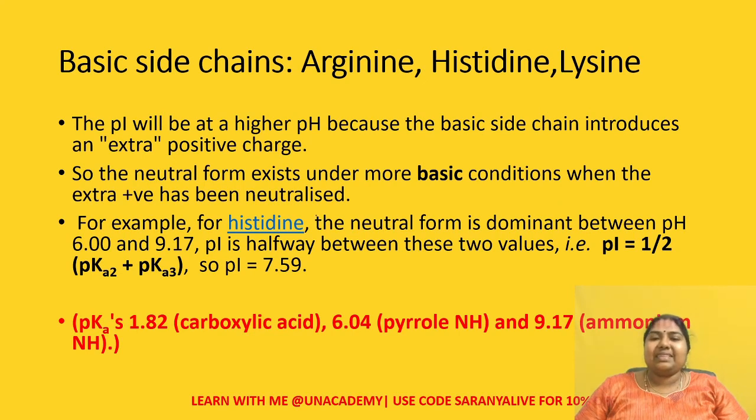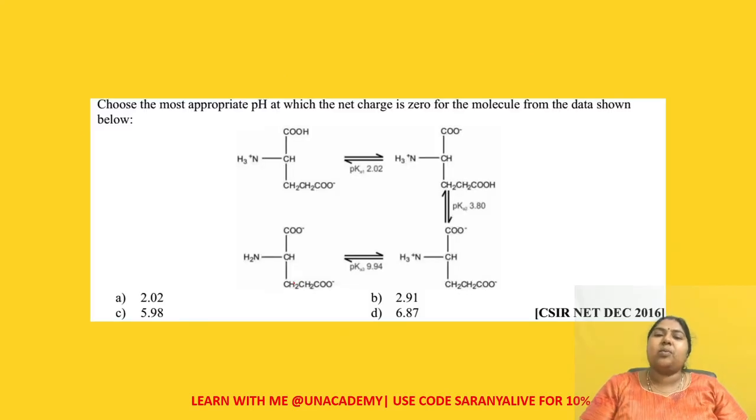Okay, so you take this histidine. If you take the histidine, it is going to have the pH that is between 6 and 9.16. So between these two only, it is going to have the PI of 7.59. Okay, right. So that is how you can very easily calculate. Maybe you will try out with the problem, then you will get it. So see this question, CSIR December 2016 question.